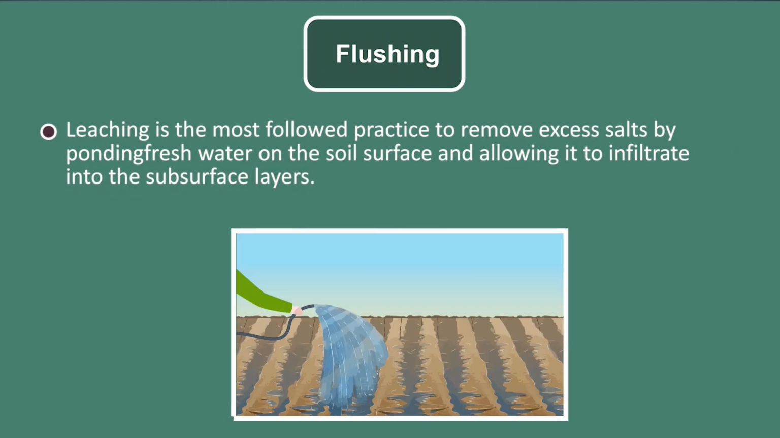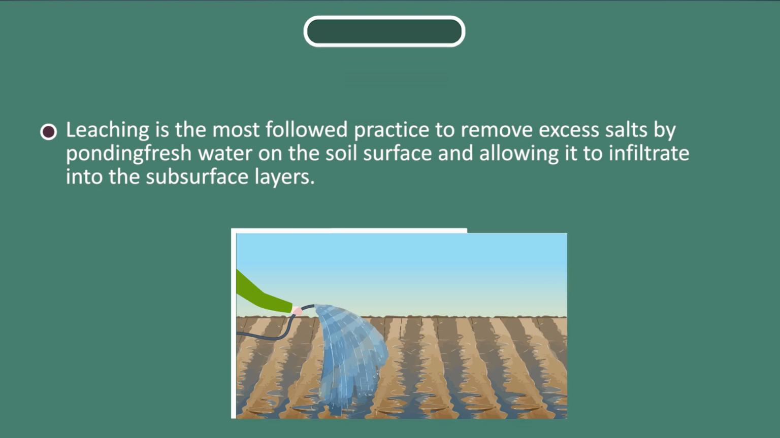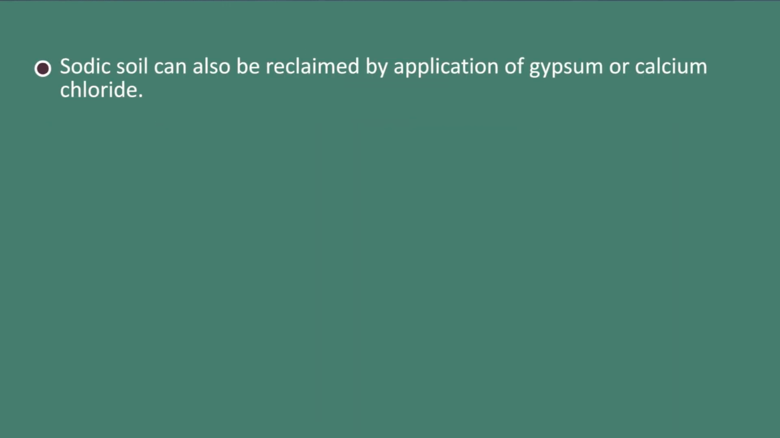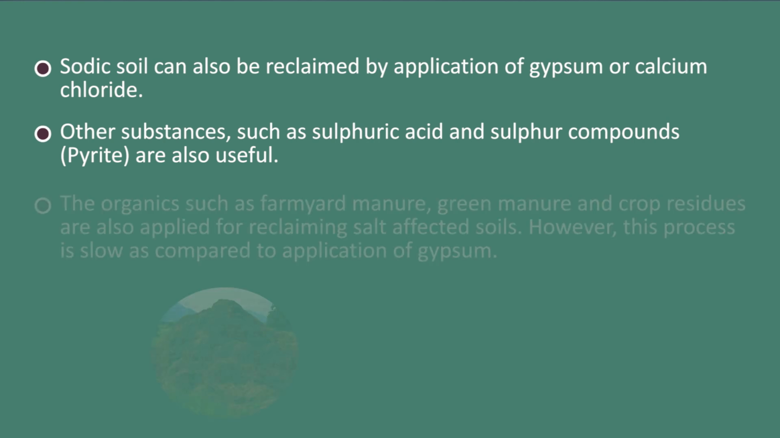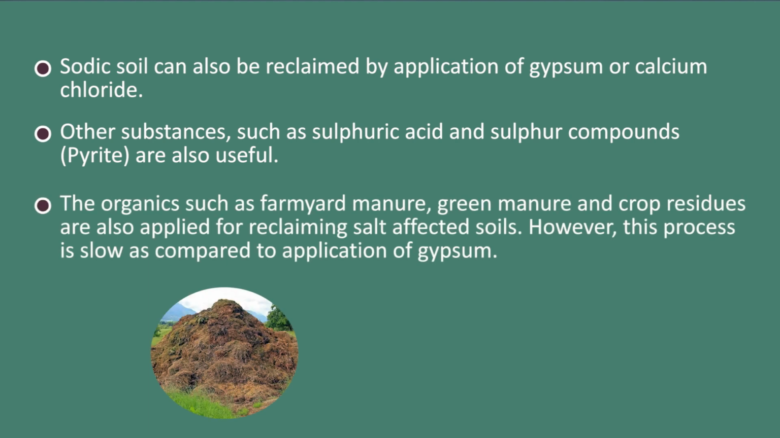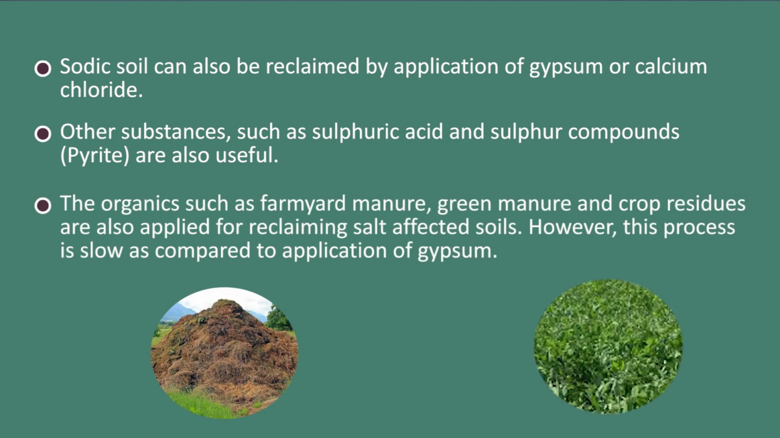Whereas in leaching, excess salt is removed by ponding fresh water on the soil surface and allowing it to infiltrate into the subsurface layer. Likewise, sodic soil can also be reclaimed by application of gypsum or calcium chloride. Some other substances such as sulfuric acid and sulfur compounds are also useful. Organic amendments such as farmyard manure, green manure and crop residue are also applied for reclamation of salt affected soil. However, this process is slow as compared to the application of gypsum.